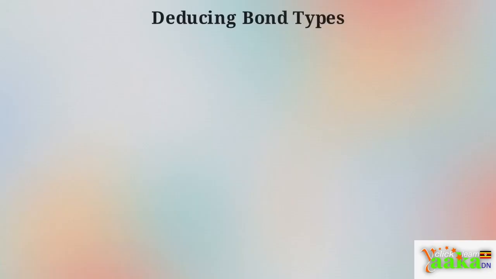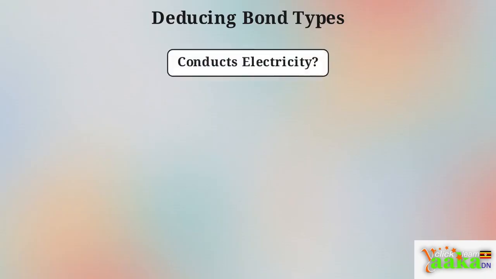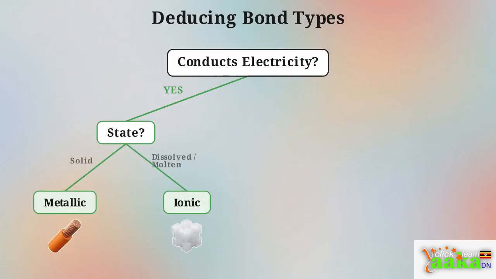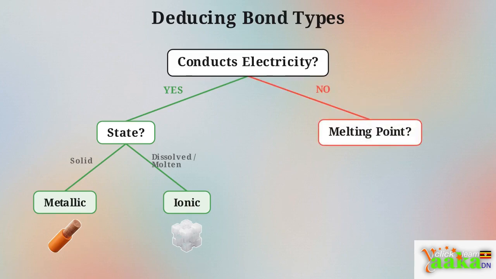In your practical exams, you will need to deduce bond types from lab properties. We can do this using a straightforward logic flowchart, starting right here. Step 1. Does the substance conduct electricity? If yes, look at its state. A solid conductor is metallic. If it only conducts when dissolved or molten, it is ionic.